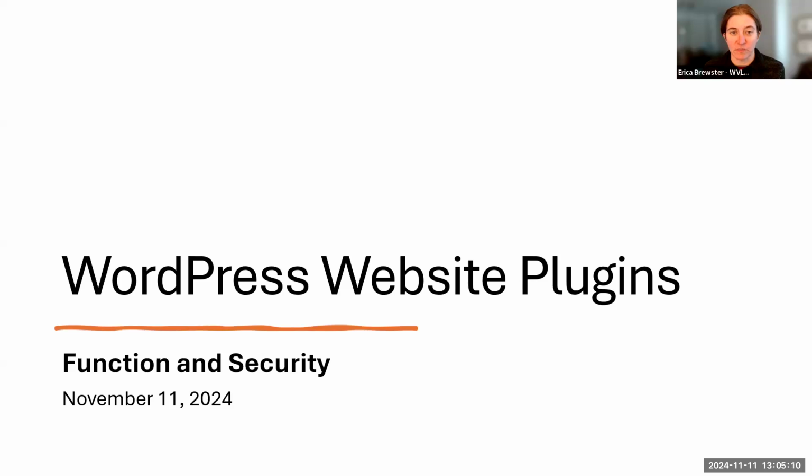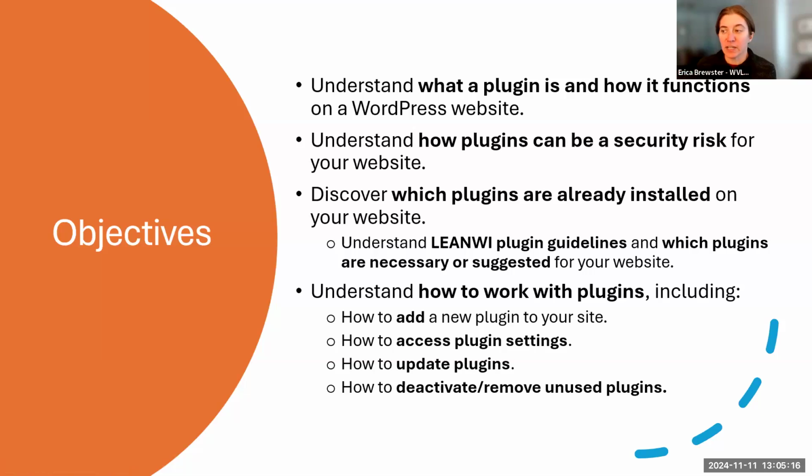So without further ado, let's talk about our objectives for today. We want to leave here with an understanding of what a website plugin is on a WordPress website, how plugins can be a security risk when we are talking about website materials and website access and website security, what plugins are already installed on your website, and to understand our Lean Wisconsin guidelines regarding plugins. We do have necessary plugins that you will need to use, and then if you are looking for additional feature plugins, what our guidelines are for adding those to your website.